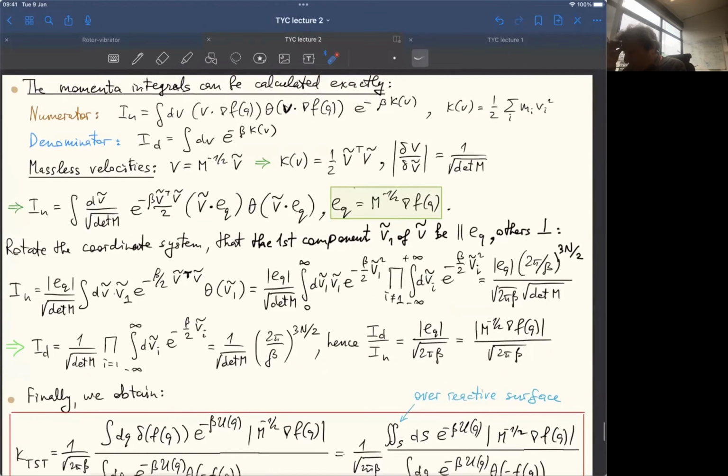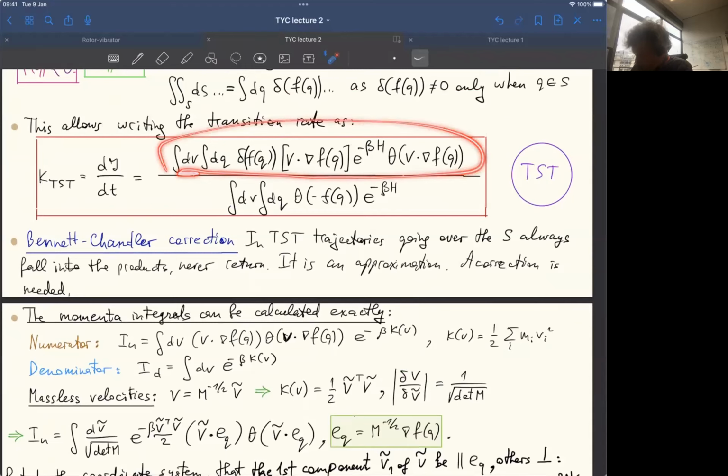First of all, one can notice that integration over the velocities can be performed analytically. And this is because the distribution over the velocities is Maxwellian in the Gibbs distribution, and that's why this can be done. So the idea, very briefly, is this. We have velocity integration in the numerator and denominator.